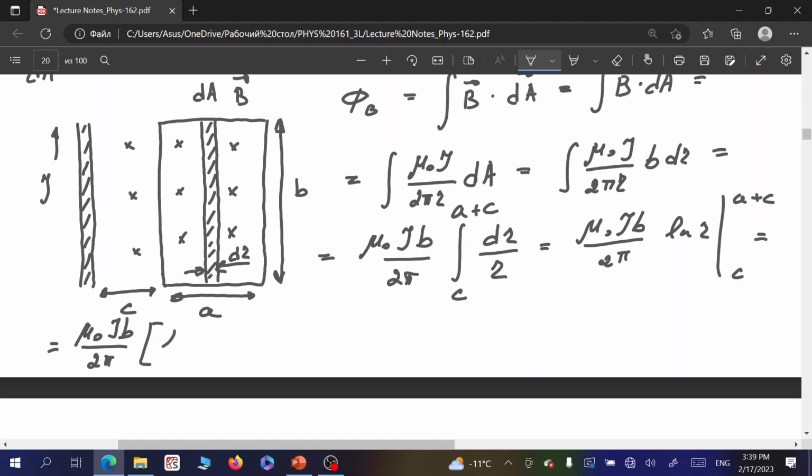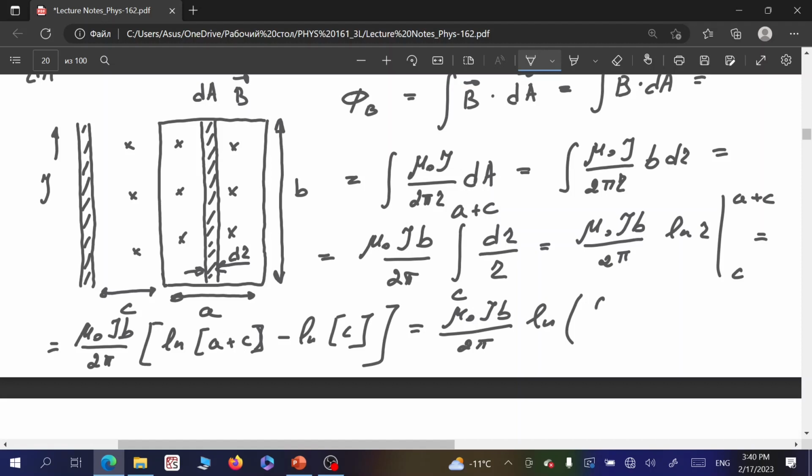Then we have natural logarithm of A plus C minus natural logarithm of C. And what is the difference of logarithms? It gives us the logarithm of the ratio. So we have mu naught times IB, 2 pi in the denominator, and here will be natural logarithm of A plus C over C.